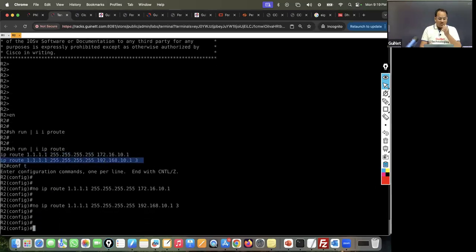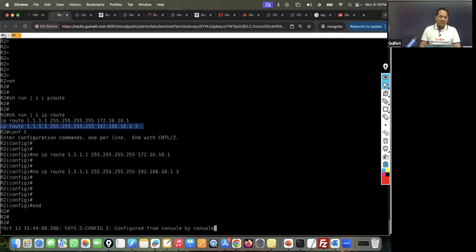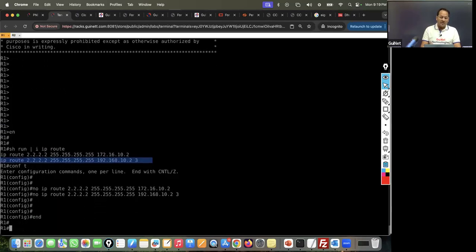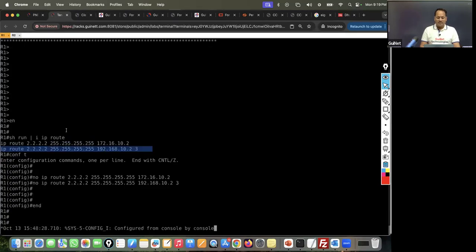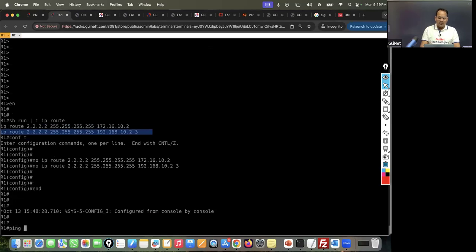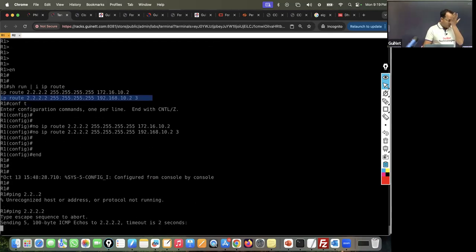Okay, so now we have removed the static routing configuration. Now we have to build EIGRP, and we have to make these two loopbacks talk to each other. So now if I go and try to ping 2.2.2.2, it is not going to ping. So how can I make them reachable? To make them reachable, I have to build my EIGRP configuration. How is it going to happen?